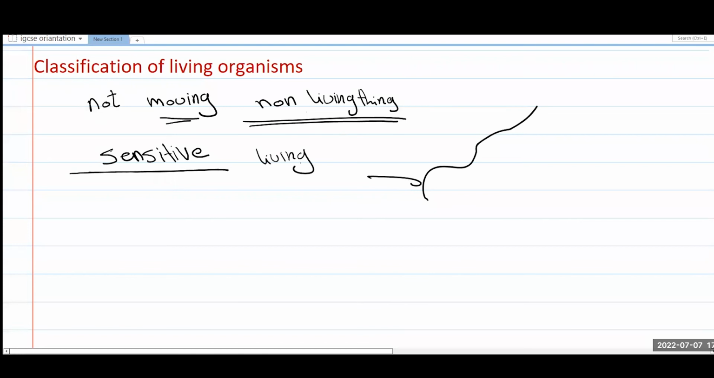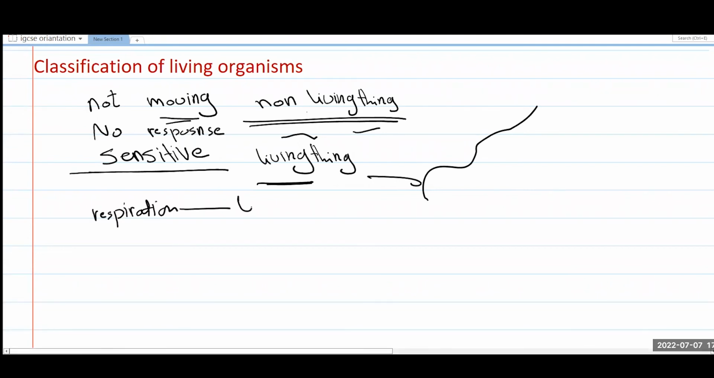But if it will not give me response, so it is non-living thing. So if there is no response, it means it is not living thing, right? Naim said it could do breathing or respiration. Yeah, if it will do respiration, so it is living thing.